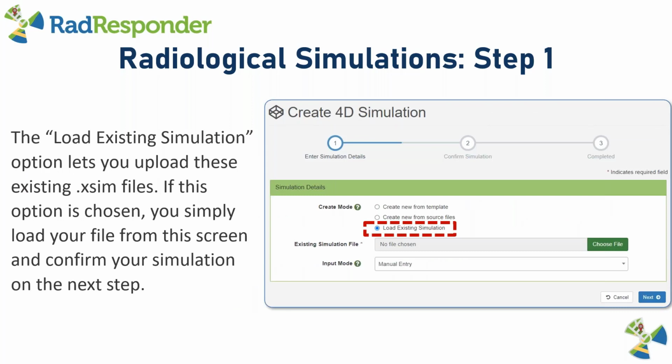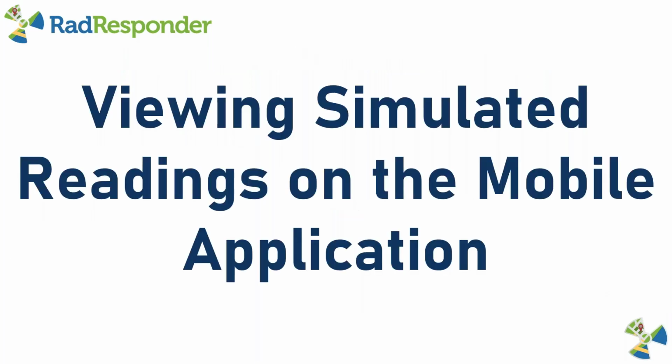To go back to our wizard at step 1, if I were to select this load existing simulation option, I could then upload the .xsim file that I got earlier. The wizard is quite simple in this case. I'm just providing the file, selecting the input mode, and then I'll continue through to the next steps for confirmation.